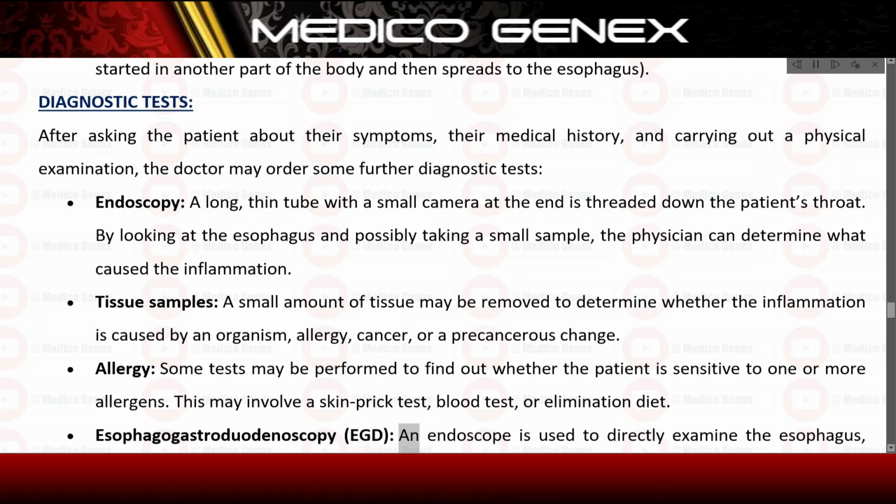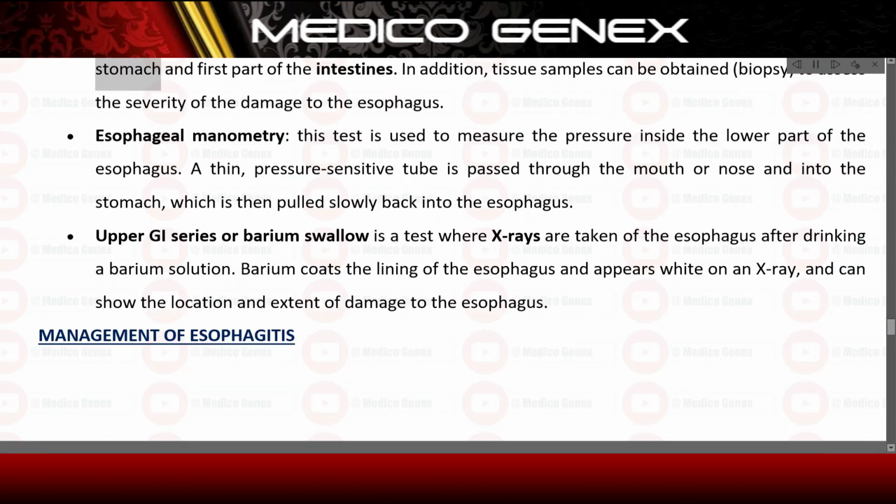Esophagogastroduodenoscopy, EGD. An endoscope is used to directly examine the esophagus, stomach and first part of the intestines. In addition, tissue samples can be obtained, biopsy, to assess the severity of the damage to the esophagus. Esophageal manometry. This test is used to measure the pressure inside the lower part of the esophagus. A thin, pressure-sensitive tube is passed through the mouth or nose and into the stomach, which is then pulled slowly back into the esophagus.